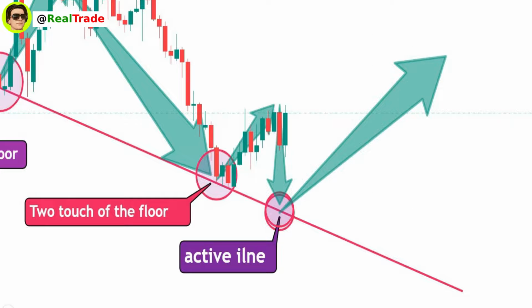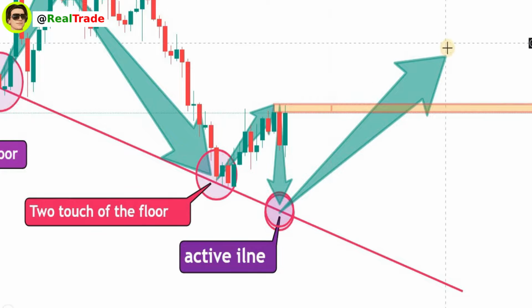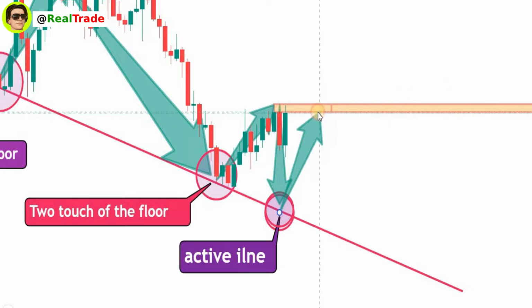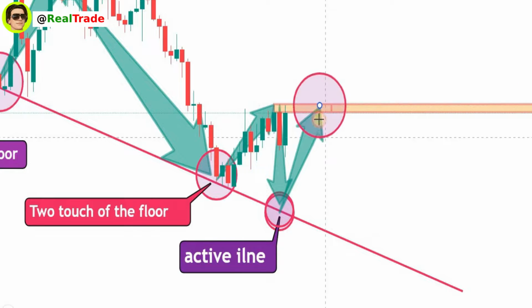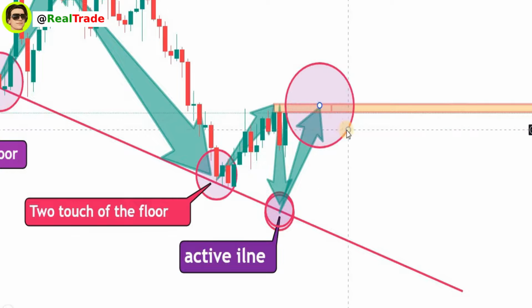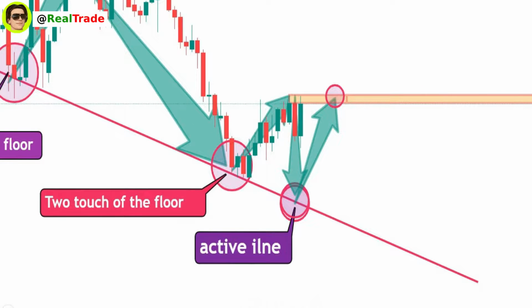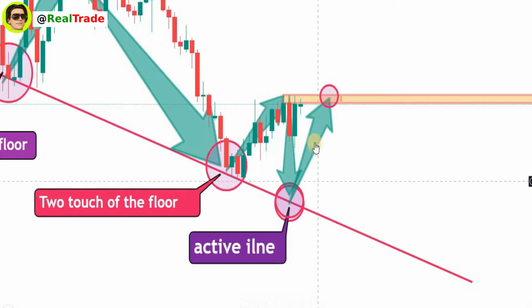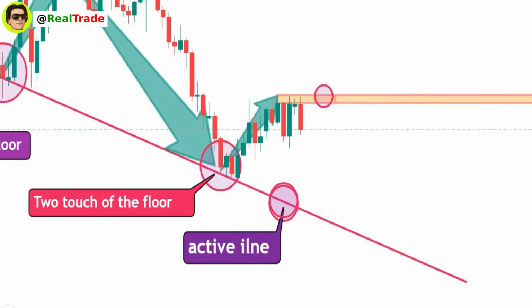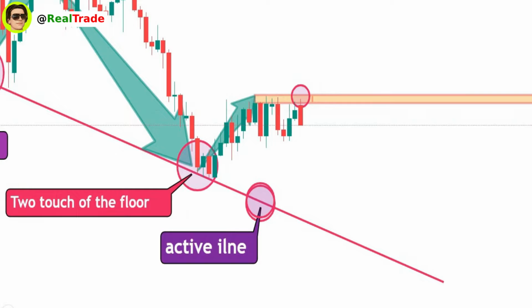Yes, continue. Designing a local resistance gives the best profit. This point is a local resistance. Continue. Look at the candle. Price comes, comes.